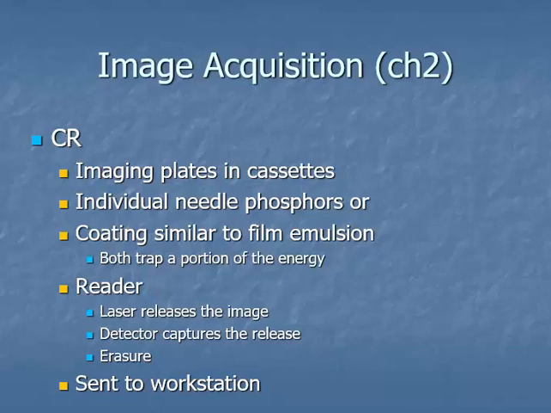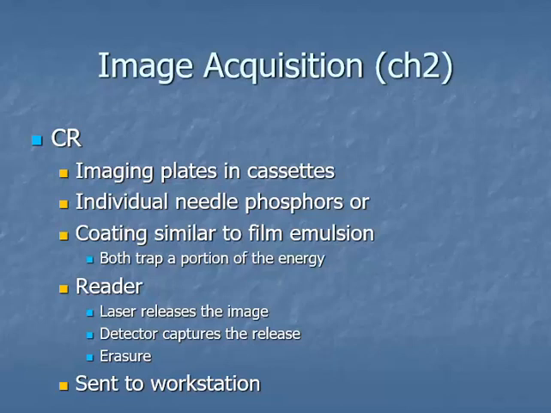So bright laser releasing a lot of energy that's focused to the size of the phosphors themselves. At the same time, you've got light detection, and that light detection picks up the light that's coming off of those phosphors, puts it into a photomultiplier tube, and eventually into an analog to digital converter to digitize the image and send that image to the workstation.